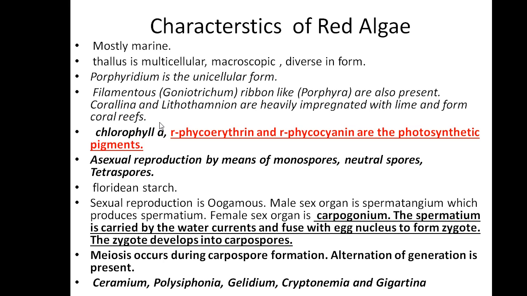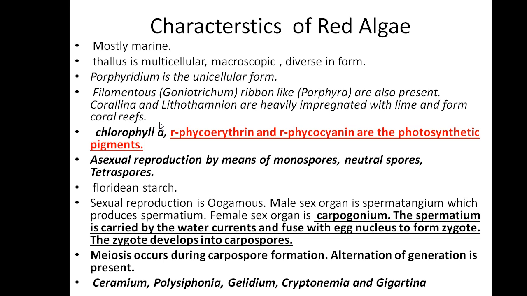It always needs water for its gametogenesis process. The spermatogamete, which is carried through the water, fuses with the egg nucleus, forming the zygote. The zygote produces a carpospore. Meiosis occurs during carpospore formation. Alternation of generation is present.